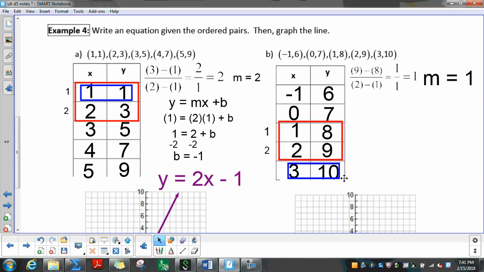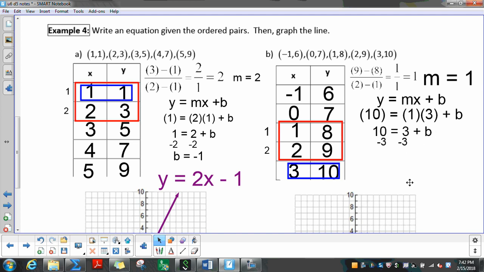I picked my 1 point and my slope. So my 1 point is going to be (3, 10). That's what I'm going to plug into y equals mx plus b, and then the only thing I'll have left is b. I'm going to multiply 1 and 3. So I get 10 equals 3 plus b. And now I can just solve for b. So I subtract 3 from both sides. I end up getting 7 is equal to b.